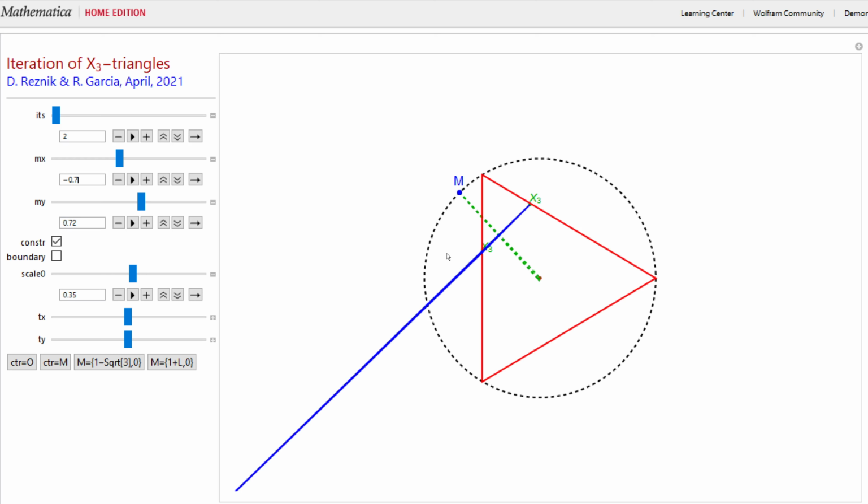So in this discussion, we have to exclude points where M is exactly on the circumcircle, and furthermore, when M is exactly on the sides of the original triangle. Well, let's just look at this iteration just for fun.